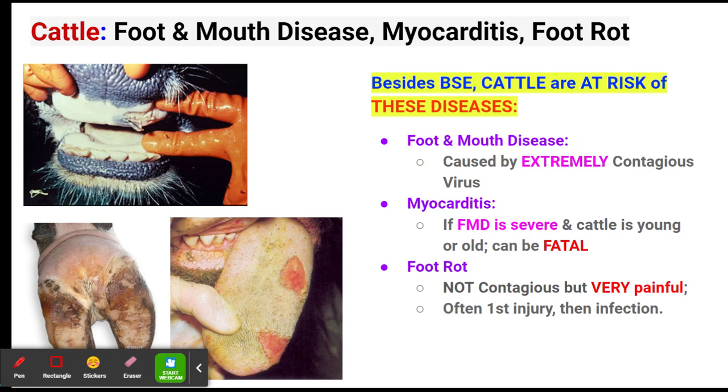Myocarditis is associated with severe FMD infections. Foot rot, this is not a contagious disease, but it is extremely painful. This is often first an injury and then secondary infection. These are 3 diseases, disorders cattle are at risk of.